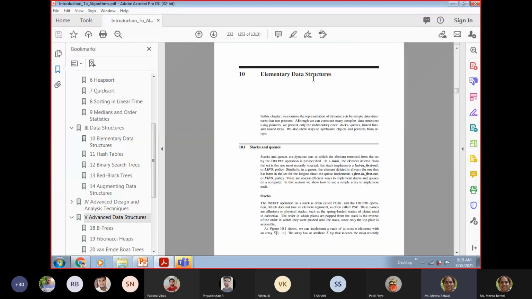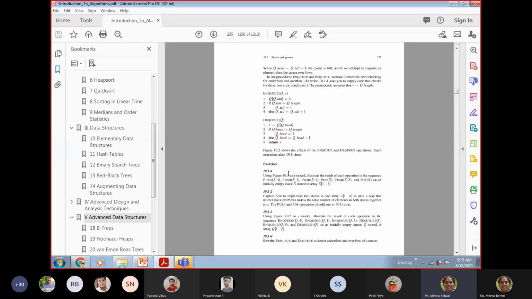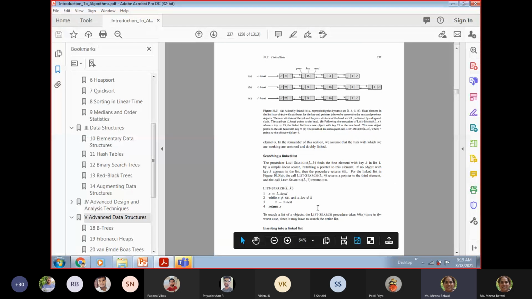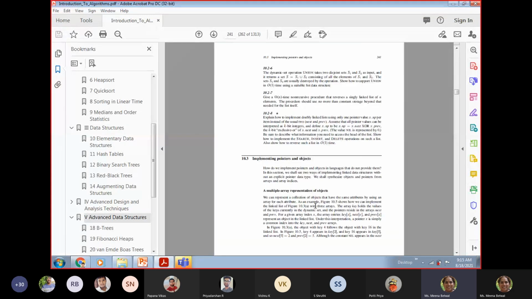Then chapter 10 is about elementary data structures, wherein it talks about stacks, queues, everything is given here. How to find out if a stack is empty, all these algorithms. I am not going to discuss all these, students. I will just ask you some questions from here, as there are some exercise questions also. And whatever is new, that I am going to cover.